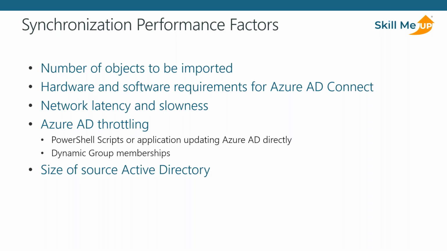Then, of course, you've got Azure AD throttling. Azure AD has a throttling limit of 7,000 writes per 5 minutes, so about 84,000 per hour. For example, if you were using Azure AD Connect to export into Azure AD, and you had some PowerShell scripts running in the background doing things like dynamic group memberships or updating records, that plays a role in Azure AD throttling. So it's always important to make sure that you don't have too many automated processes running against Azure AD when you're trying to utilize Azure AD Connect.